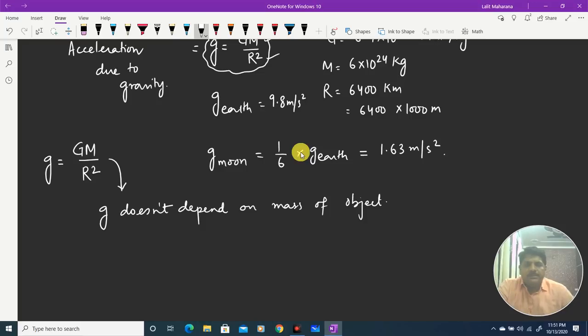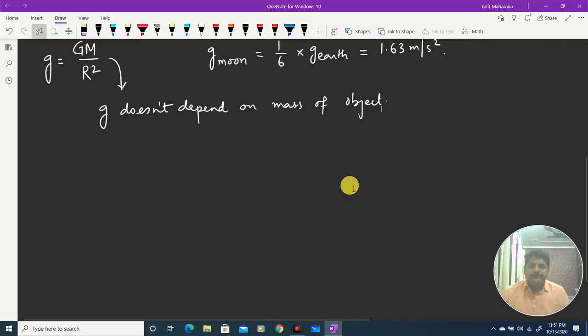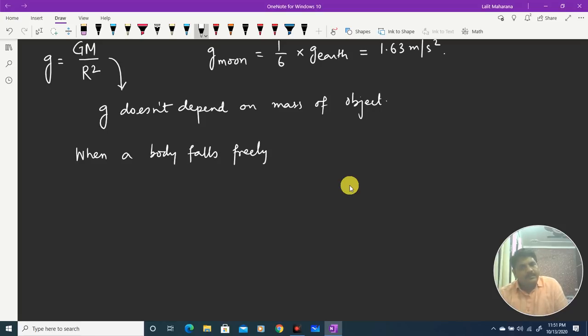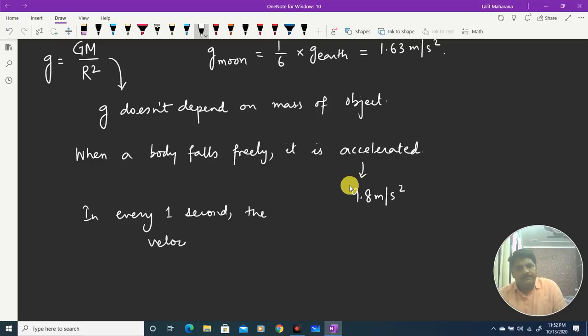We will be talking about equations of motion of a freely falling object today. When a body falls freely, it is accelerated. What is the acceleration value? If it is on earth, it is 9.8 meter per second square. Now if we say 9.8 meter per second square, what does it mean? In every 1 second, the velocity of the body increases by 9.8 meter per second. So it is accelerated.